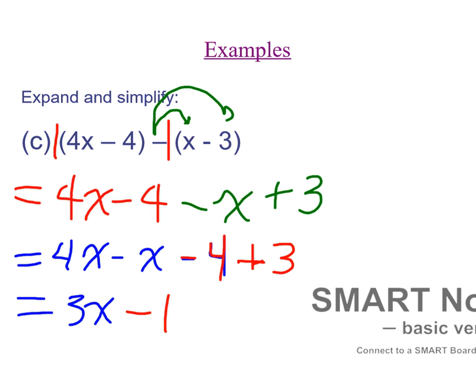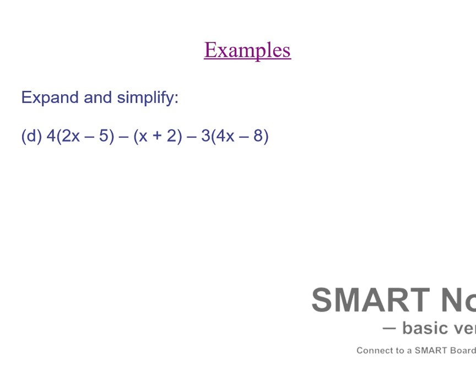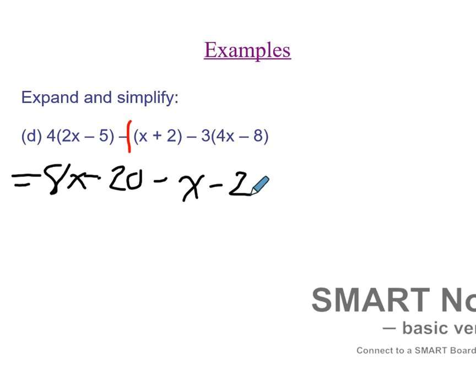So let's look at a final example, which puts a few of these together. So now we have multiple ones put together. So 4 times 2x becomes 8x. 4 times negative 5 becomes minus 20. Negative 1 times x becomes negative x. Negative 1 times 2 becomes negative 2. So be careful, watch your signs. Negative 3 times 4x becomes negative 12x. Negative 3 times negative 8 becomes positive 24.